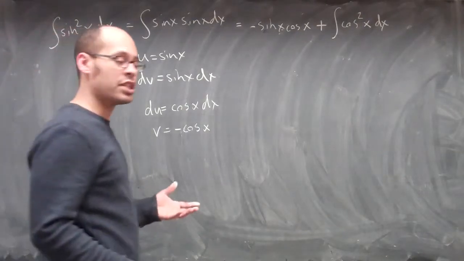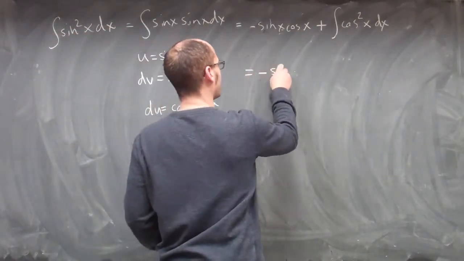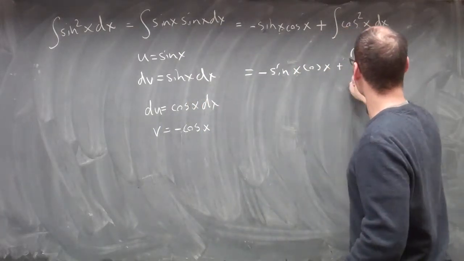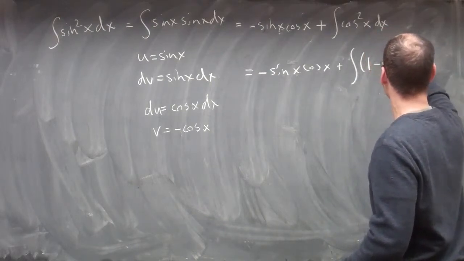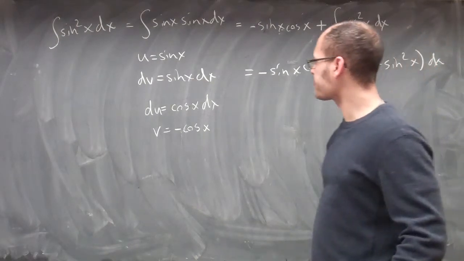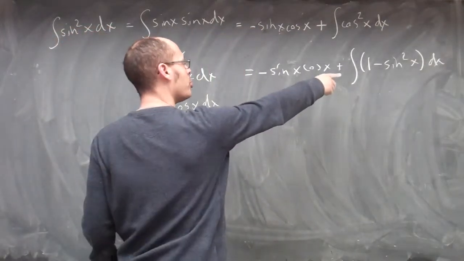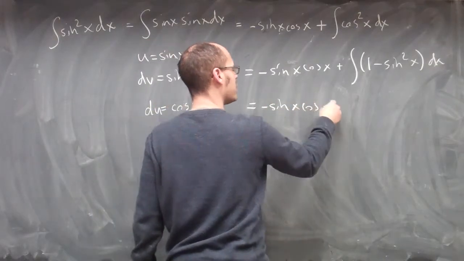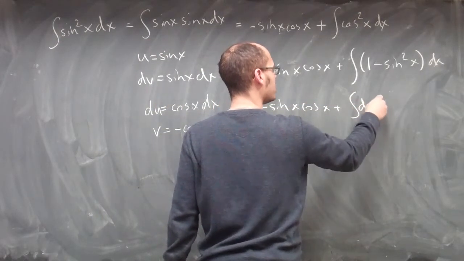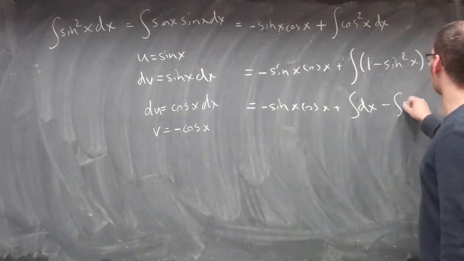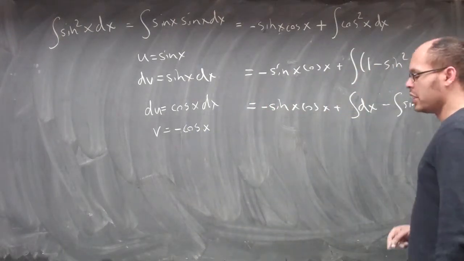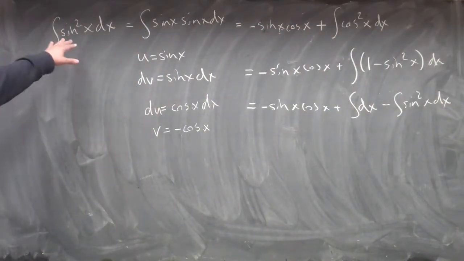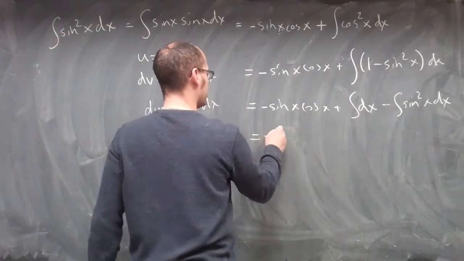Now I'll do something that appears not to be useful at all, which is to switch it back into a sine. Cosine squared I can rewrite as 1 minus the sine squared. And now I can turn that integral into two separate integrals. So I have minus sine x cosine x plus the integral of just 1 dx minus the integral of sine squared x dx. And what I found here is that I am left on that far side with the original problem that I have. Let me just get rid of that last integral.